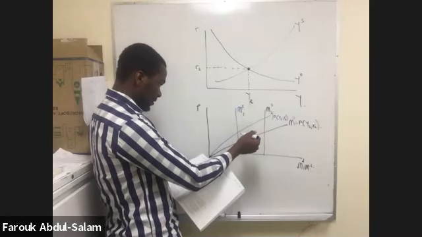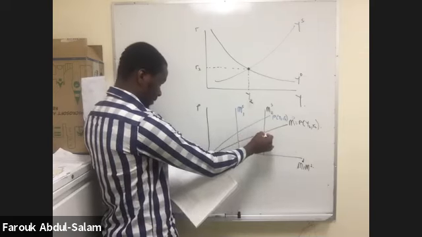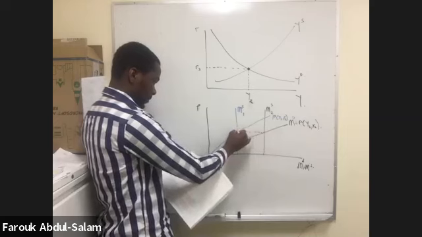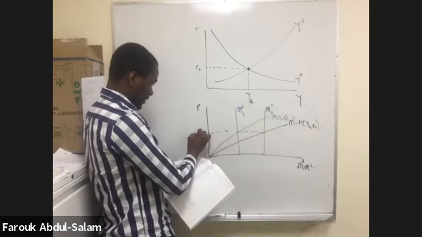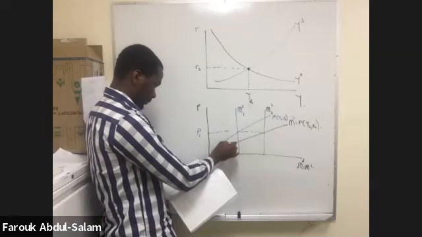Yeah, it's not consistent. I don't know how to put it somewhere here, okay? Let's put it somewhere here. This is price one, and this is price two.